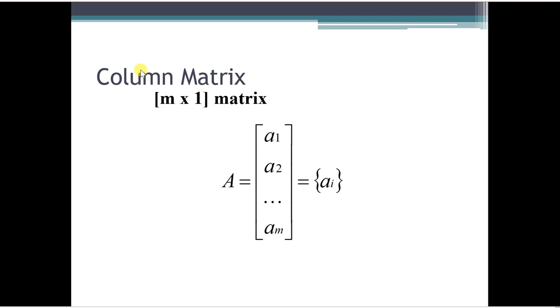Column matrix means it is having only one column. The rows may be any number of rows. So if a matrix is having m rows and one column, then it is called a matrix of order m cross 1. So it may be represented as A1, A2, and so on up to Am, because it is having only one column.